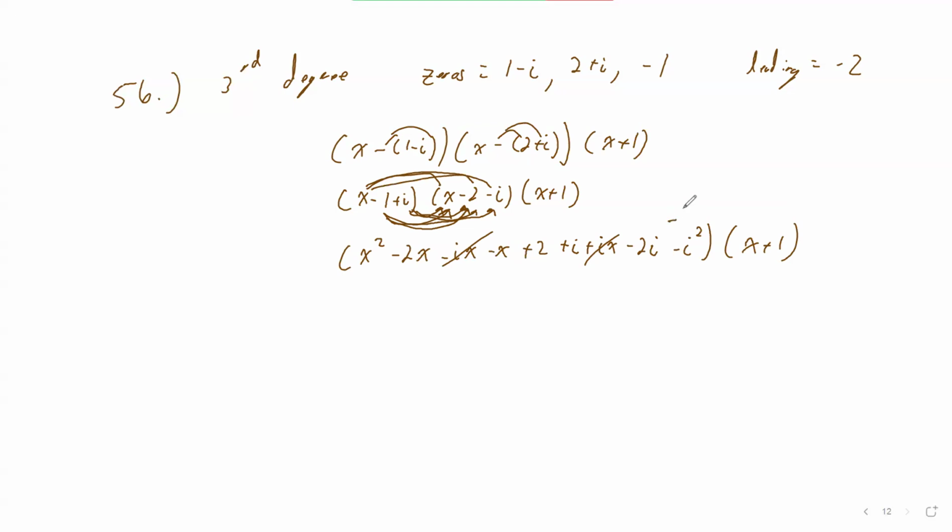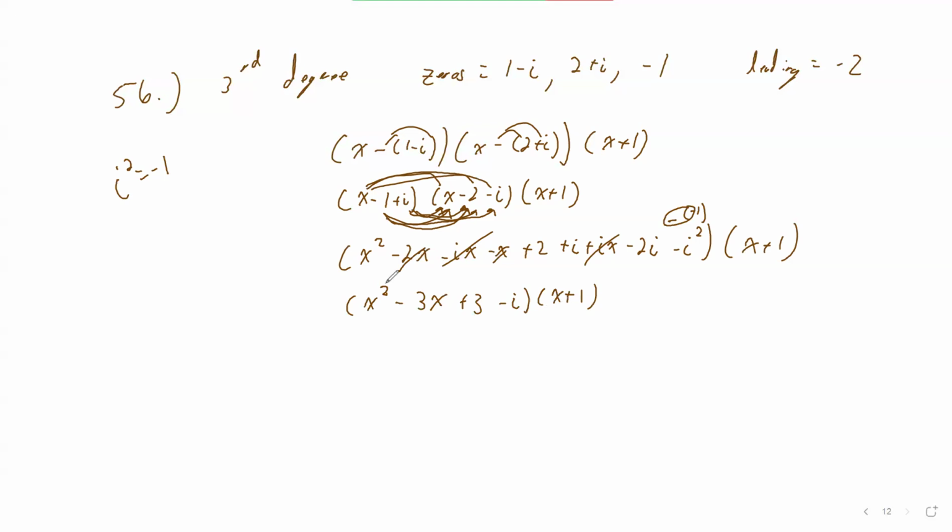I squared, remember, I squared is equal to -1. So this is -1, so that makes that a +1. When I rewrite this, it's going to be x squared minus 2x. Oh, no, I lied, minus 3x plus 3. So that goes away, and then 2 plus 1 gives me 3. And then I look like I have minus 2i is negative i times x plus 1.